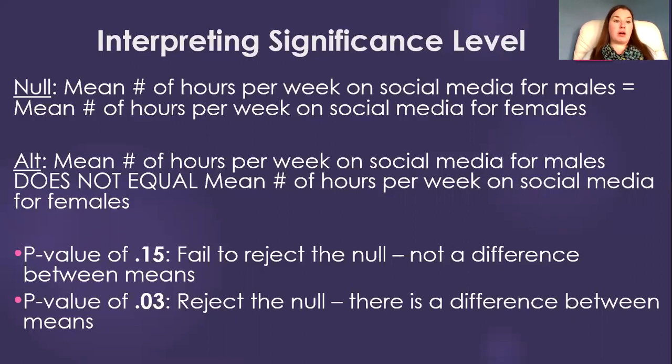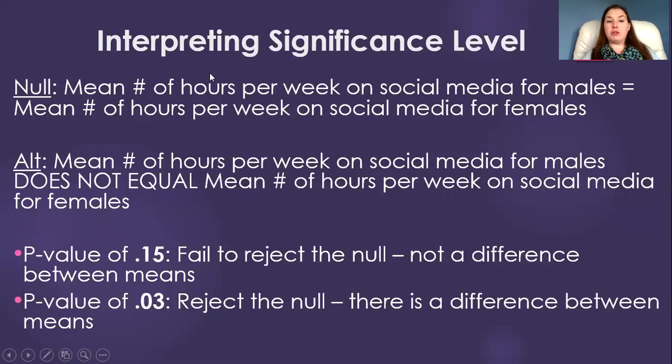Our alternative, or our research hypothesis, would be that the mean number of hours per week on social media for males does not equal the mean number of hours per week on social media for females. Then when we do these analyses in Social 302, the computer program Excel will give you a p-value. That value is the key to determining whether or not we find support for the null. If a p-value of 0.15 is given, we draw the conclusion that we fail to reject the null.